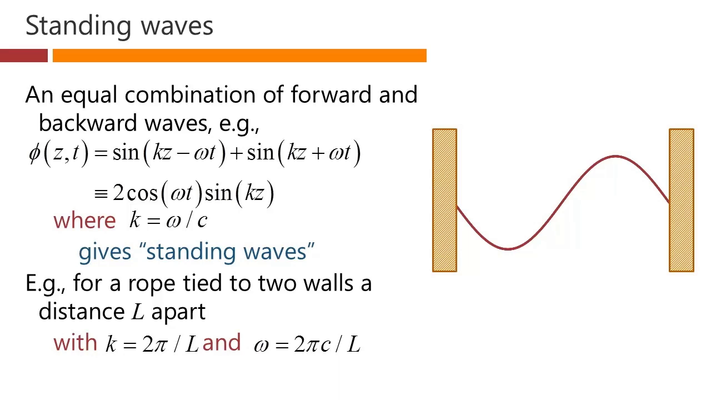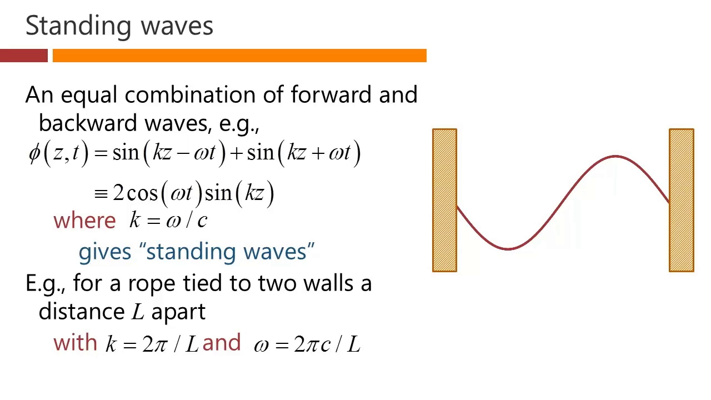So we might think, for example, of a rope or a string tied to two walls. Here's a wall here and a wall over there. We've tied the string to the two walls, and this is one particular one of the standing waves that we could get here. In this case, we've chosen k equal to 2π over L, where L is the separation between these two walls, and the 2π over L means that we go through a complete wave as we go from one wall to the other. So that's why the 2π is in there. It gives us a complete wave from one wall to the other when these walls are separated by L.